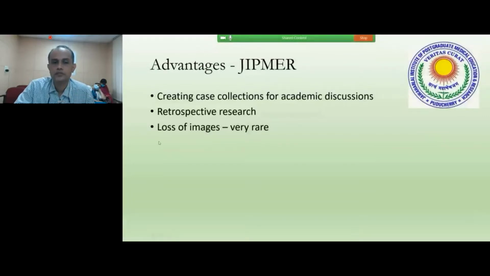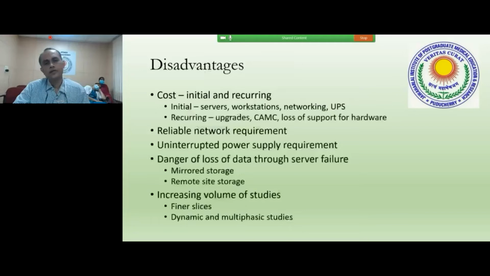And the single most important advantage is that the loss of images is extremely rare and only happens if it has not been pushed to the PACS due to some problem with the network. There have also been some disadvantages which we should take into account. One is the cost, and the cost is initial and recurring. The initial cost is with respect to buying the servers, the workstations, the monitors, which are especially costly, and the networking and the uninterrupted power supply that is required.